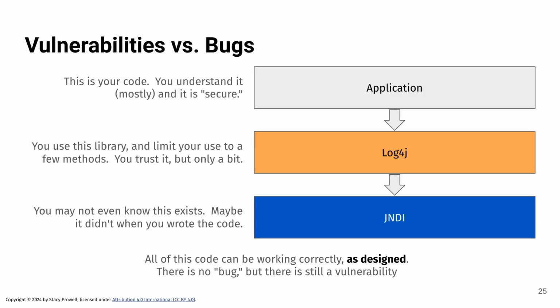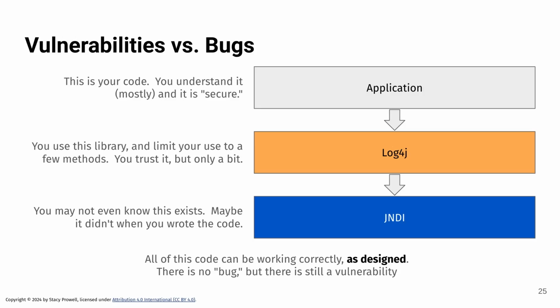Okay? Now, the thing to remember is all of this code can be working as designed, working correctly, right? The JNDI stuff, the Log4j stuff, they were doing what they were intended to do. This was an intentional feature added to Log4j. All this code worked correctly. There was no bug. But there was still a vulnerability. Okay? Sometimes you can do everything quote unquote right and still lose, right? What happened here?